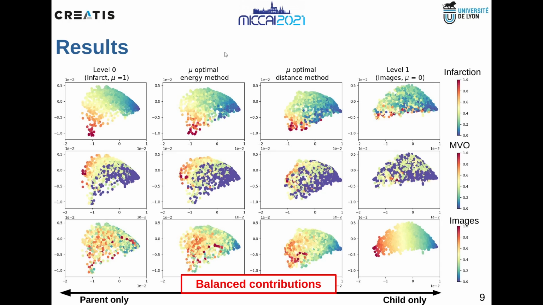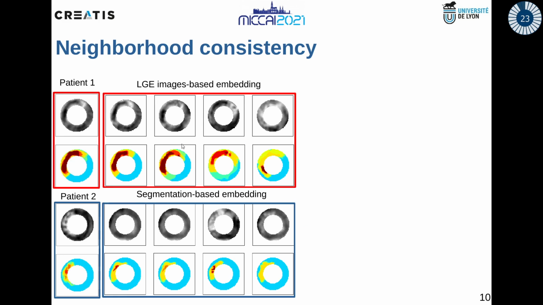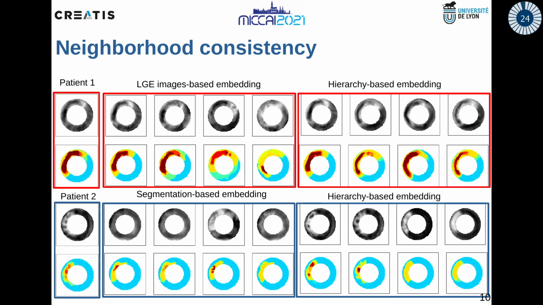So we conserved the global structure of the level 0 embedding, but we have far more information about the images. Another way to look at this result is to look at the neighborhood consistency. So we take 2 patients here, and we look at the 4 closest neighbors in first the LGE images based embedding and the segmentation based embedding for the patient 2, and we look at the neighbors for the hierarchy.